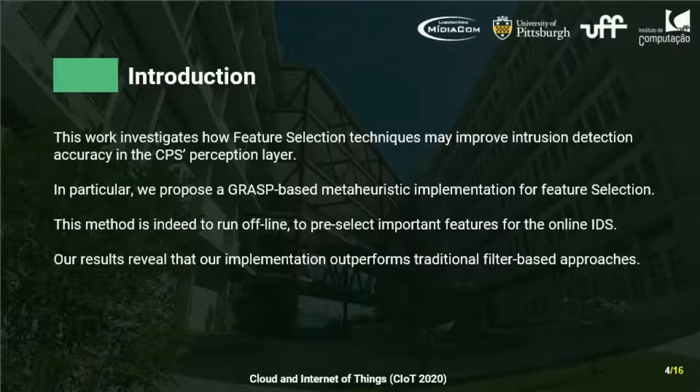So this work investigates how feature selection methods or techniques may improve the accuracy in intrusion detection, especially in cyber-physical systems at the perception layer. In particular, we propose a graph-based meta-heuristic to perform this feature selection, and it runs offline to pre-select important features, and after that we use these features in the online phase of our real-time IDS. Our results reveal that our implementation outperforms the traditional filter-based approach, as I will show in the next slides.